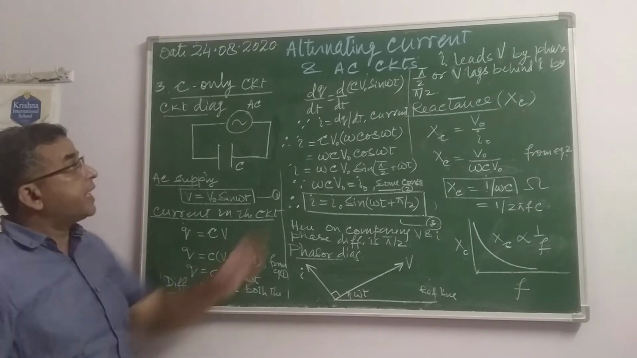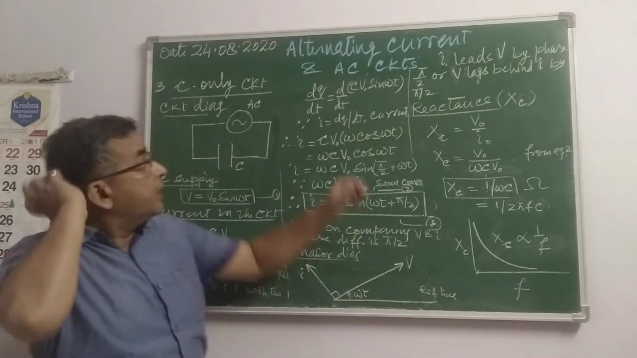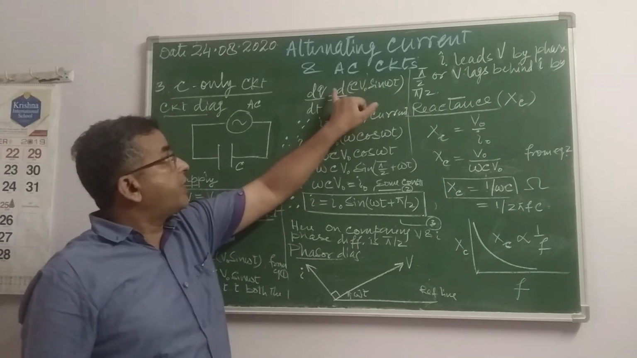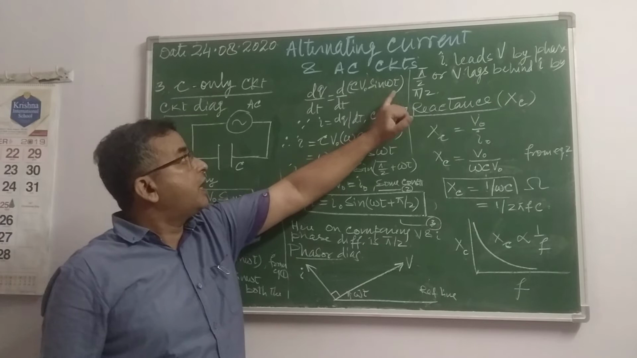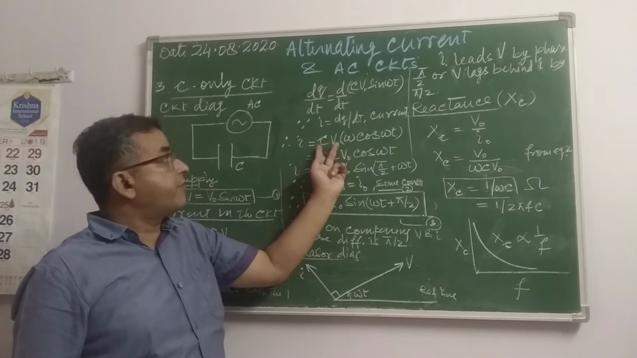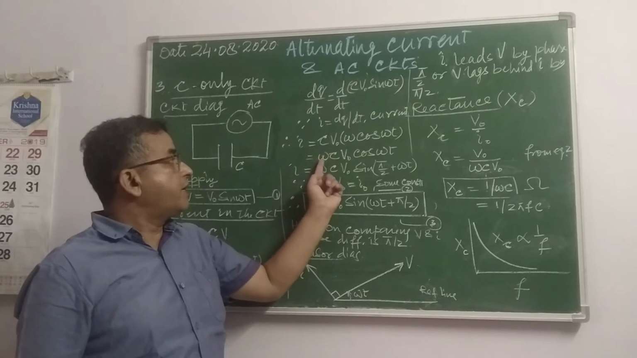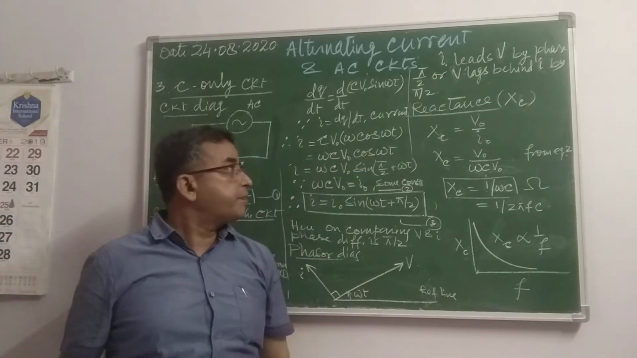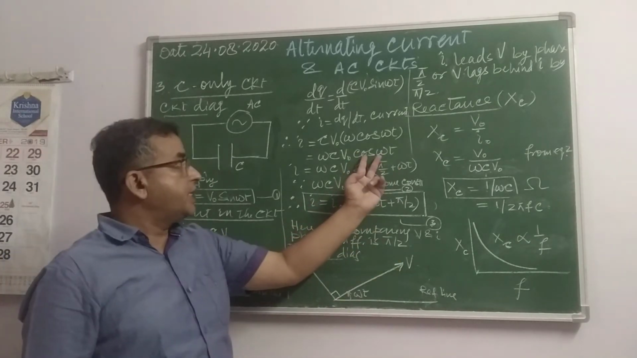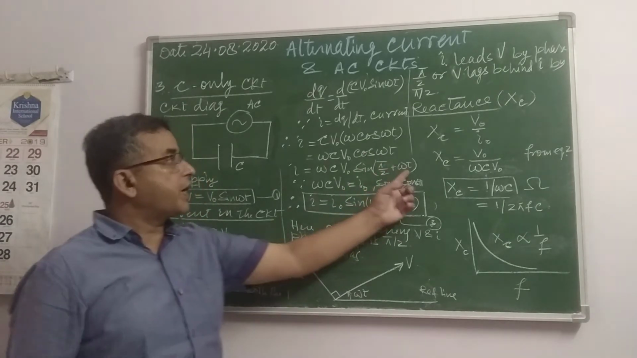Differentiating both sides, we get dq upon dt equal to d upon dt of CV0 sin omega t. Here dq upon dt is the current, so we write I, and the differentiation of sin omega t is omega cos omega t. CV0 is independent of time, so it is taken out. So I equals CV0 omega cos omega t, or omega C V0 cos omega t. Now we can change this cos in terms of sine, so we can write cos omega t as sin of 90 plus omega t, or omega t plus pi by 2.